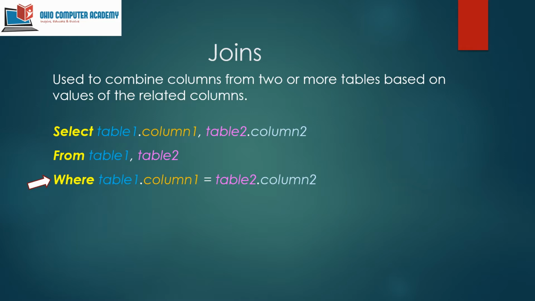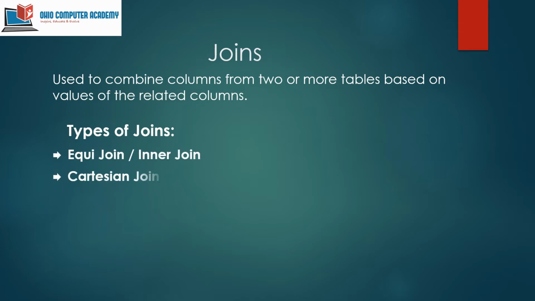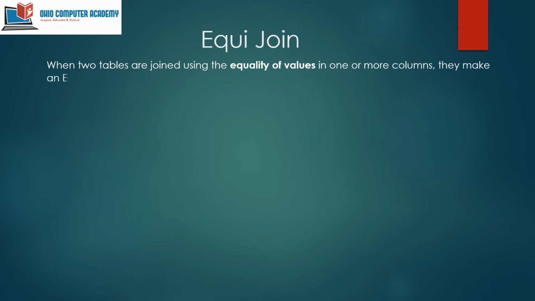You must prefix the column name with its table name when the same column name appears in more than one table. There are a few basic types of joins which can be used to display data from multiple tables. They are Equijoin, Cartesian join, outer join, and self-join. When two tables are joined together using the equality of values in one or more columns, they make an Equijoin. The Equijoin or inner join will display the matching rows in two tables.